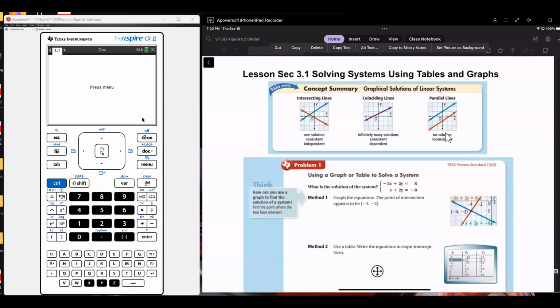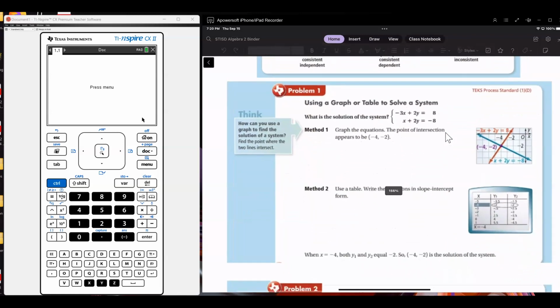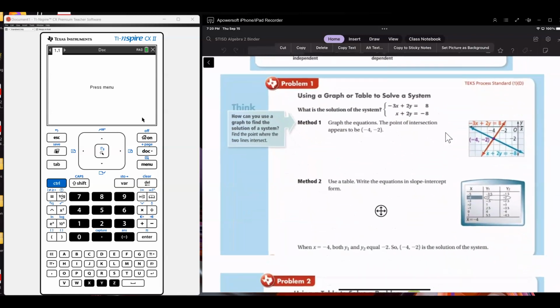So I'm going to make this screen larger. It says, what is the solution of the system? So we're going to have to graph these two on the same graph. Before I do that, I need to go ahead and solve for y. So I'm going to go ahead and do that.